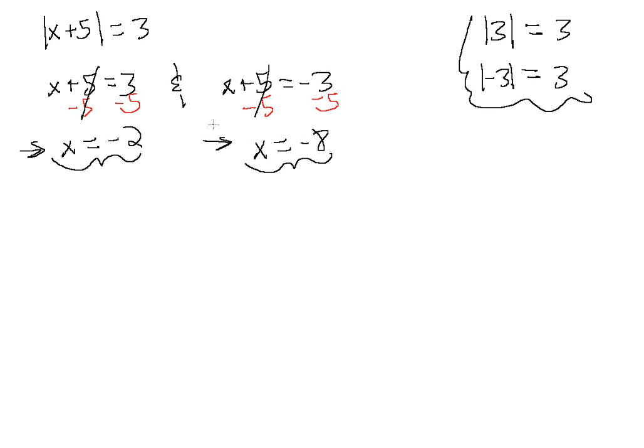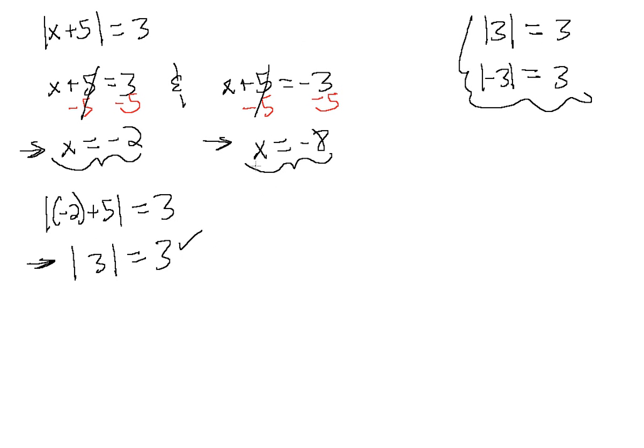Now, we can substitute either minus 2 or minus 8 for x in our original equation, and if the equation holds true, then we have a valid solution. So let's go ahead and check this. Let's plug minus 2 into our original equation. So we have the absolute value of minus 2 plus 5 is equal to 3. Let's solve this. We have 5 minus 2, so we have the absolute value of 3, which we saw up here is indeed 3, so that checks out.